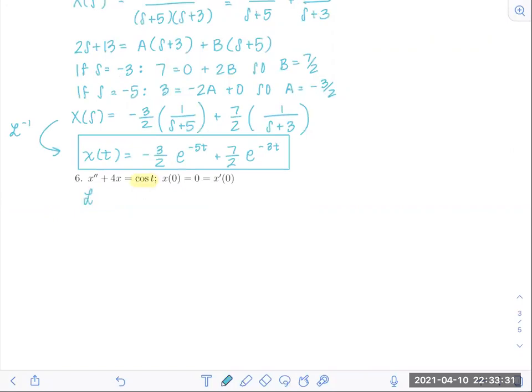So to begin, let's find the transform of x double prime. So that is going to be s squared X of s. And notice that all of the initial conditions are 0, so both of those last terms zero out. And now let's take the transform of the entire equation.